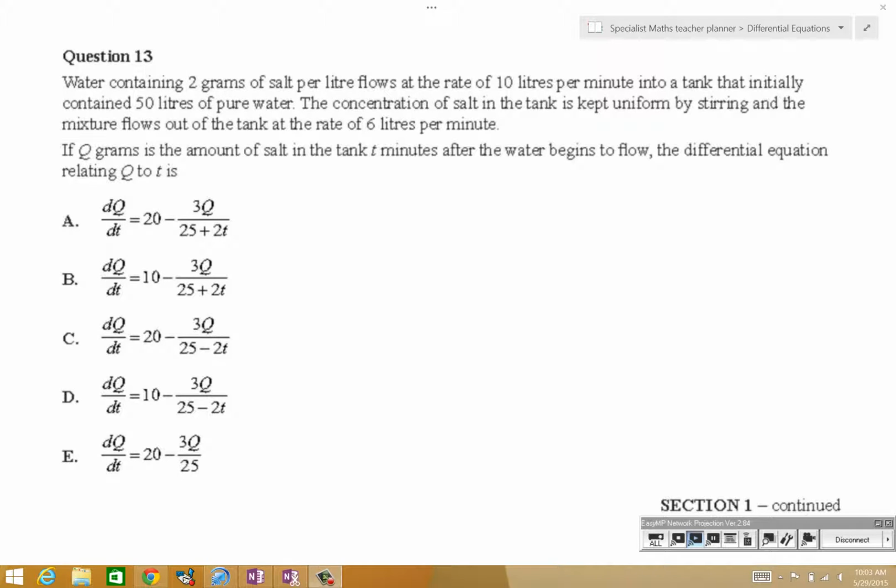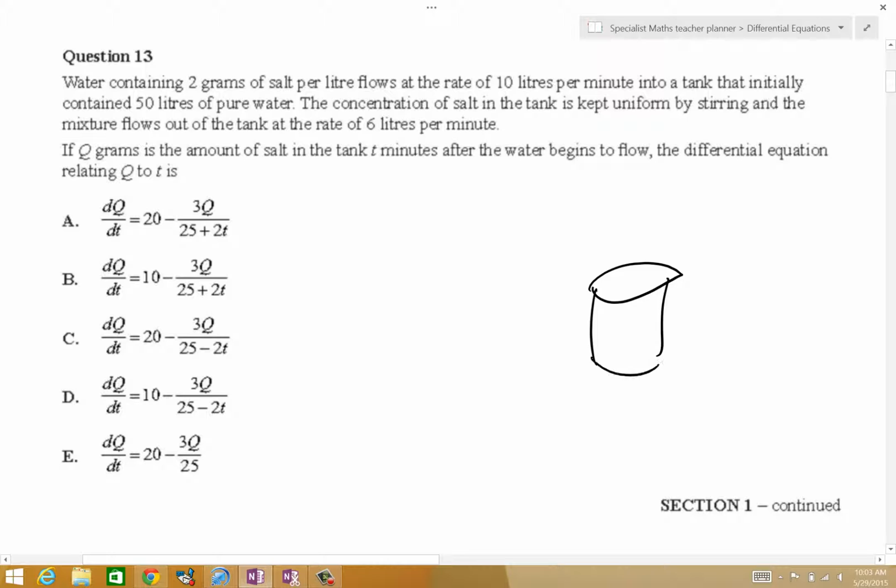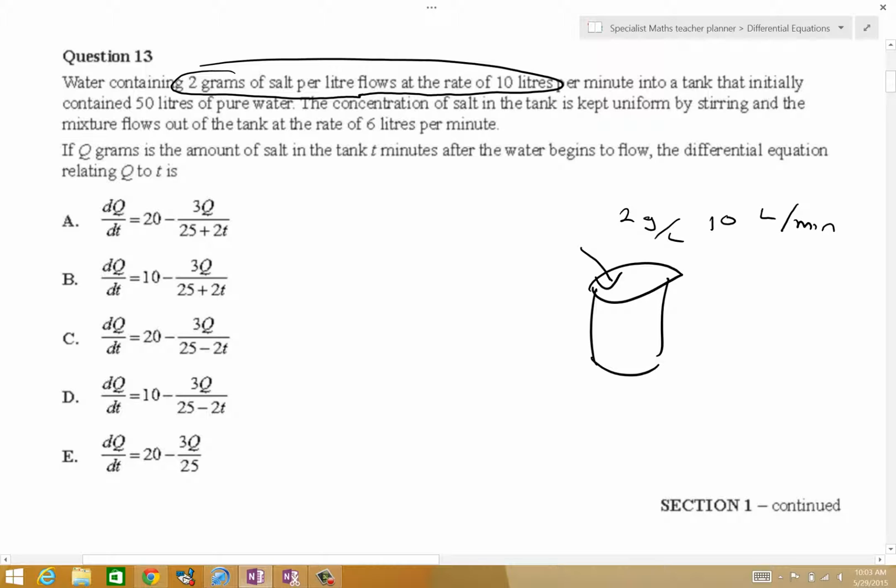Okay, so just explaining, I've just started the video. I draw my tank and of course where the video's going, what's coming in? Water containing 2 grams of salt per litre flows at the rate of 10 litres per minute. So I've got 10 litres per minute and I've got 2 grams per litre. Grams per litre times litres per minute, so that's grams per minute. So I've got 20 grams per minute coming in.